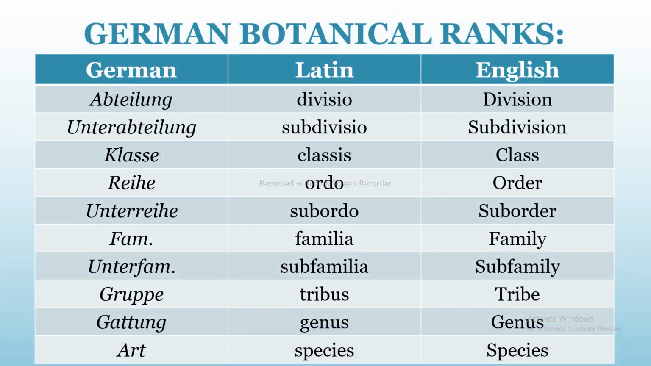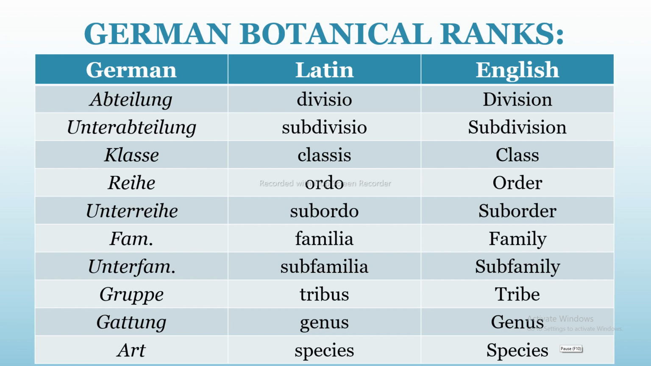This is the German botanical rank. First German, then Latin and then English. In German, this is Abteilung. Abteilung in Latin is called Divisio and in English it is pronounced Division. Second is Unterabteilung. In Latin it is pronounced Subdivisio, but in English it is Subdivision. Next is Klasse. Klasse in Latin is pronounced Classis, and in English it is pronounced class.